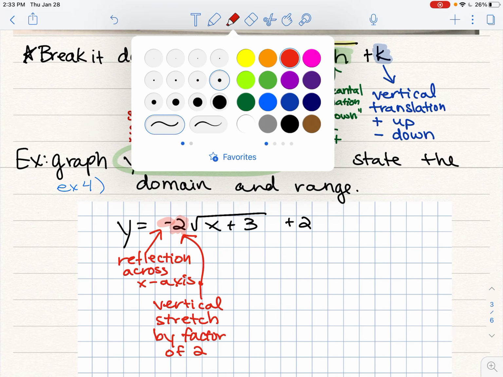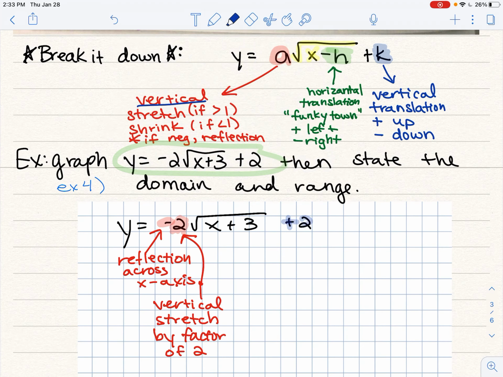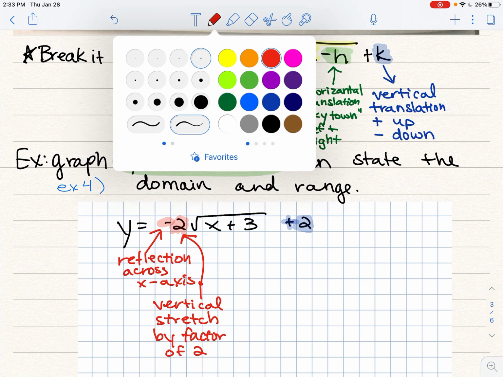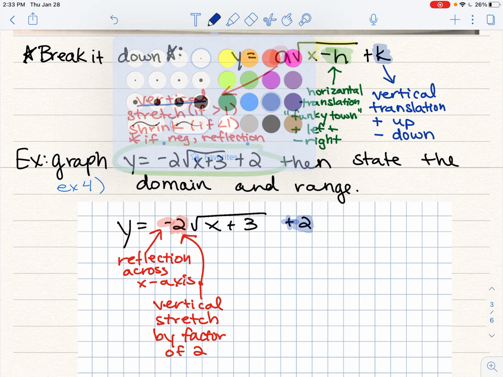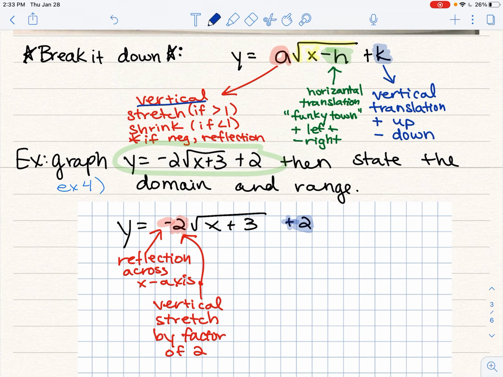And then let's look over here. This plus 2, this is on the outside of the root as well. So remember that's still a vertical change, but in this case it's vertically going up or down. So this is a vertical translation, which is just a fancy word of saying a slide. And because it's plus 2, we know we're going up 2 units.